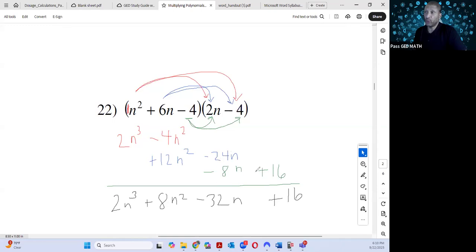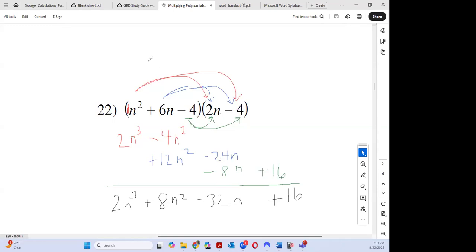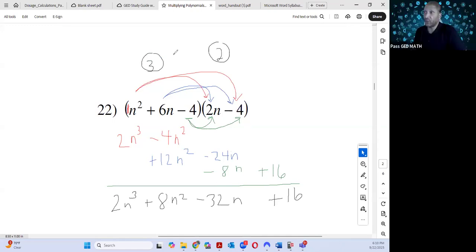2 red, 2 blue, 2 green. That's 6 altogether. Remember, this was a trinomial. We had 3. This is a binomial times 2. So we know when we start, we're going to have 6 different terms. But when we combine them, we end up with 4. So 2n to the third plus 8n squared minus 32n plus 16.